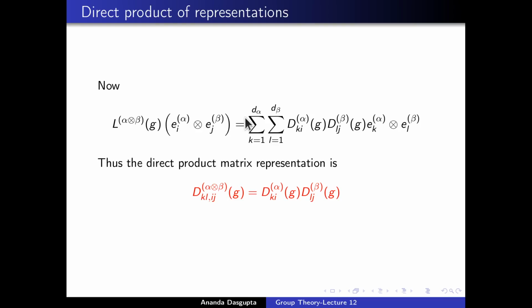In order to make this process of forming the direct product matrix representation a bit clearer, let us take a look at a specific example. We will use an example of a representation that we already know, that of a two-dimensional representation of the group S3 that we had constructed in an earlier lecture, and form a direct product of that representation with itself.